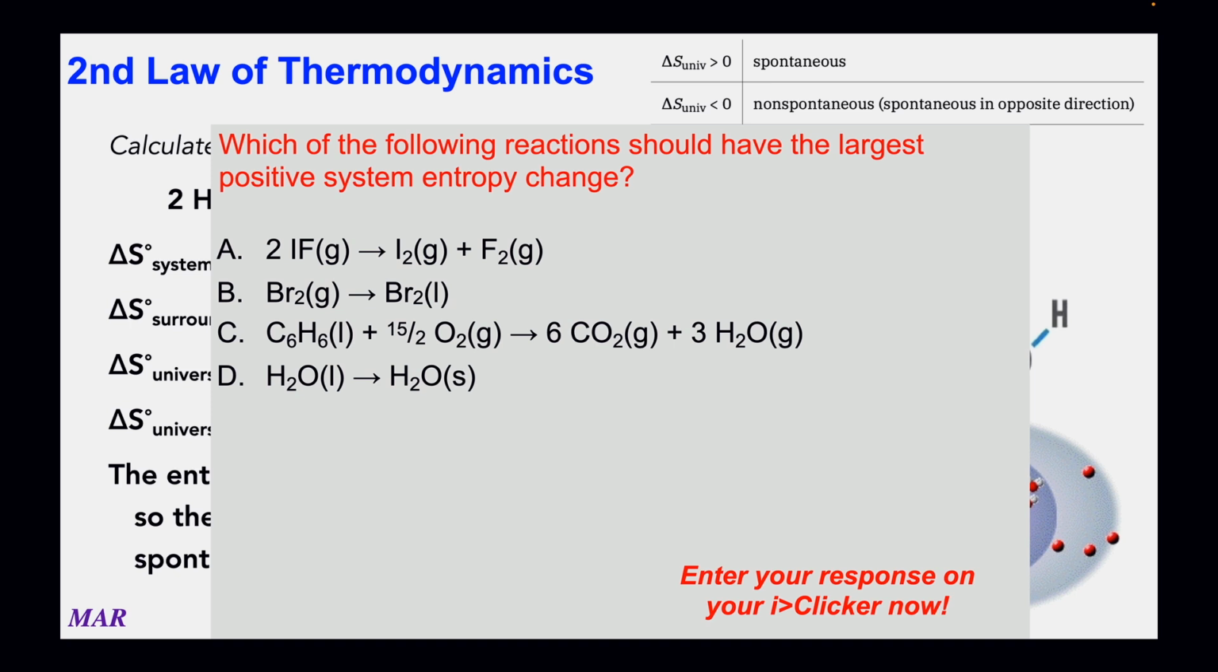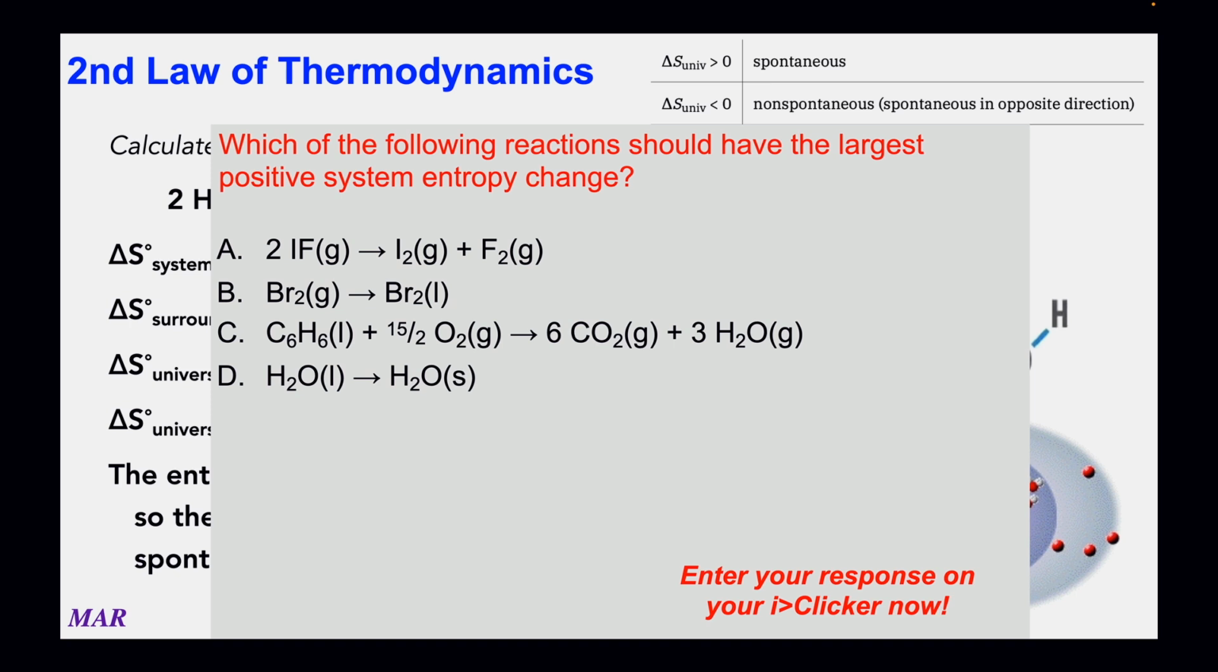The second one, we've got gaseous bromine going to liquid bromine. Well, liquids have less entropy than gases, so B would be out as well. And the same thing for D, by the way, down there. You've got liquid water going to solid water, which is ice. Liquids going to solids are usually entropy disfavored, so I wouldn't put any faith in that one either.